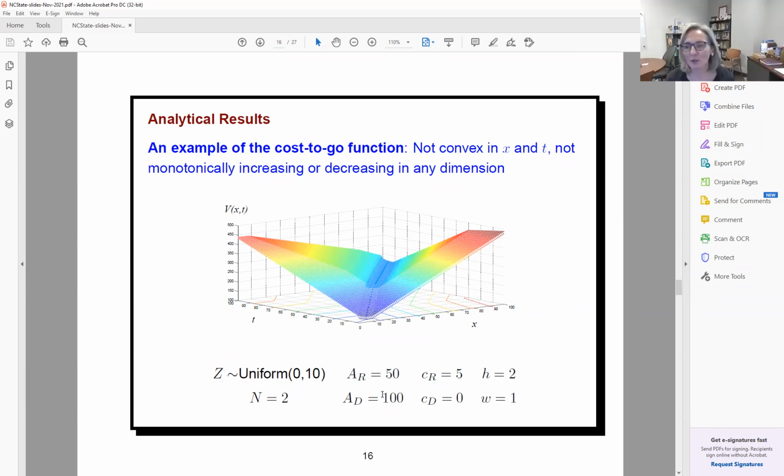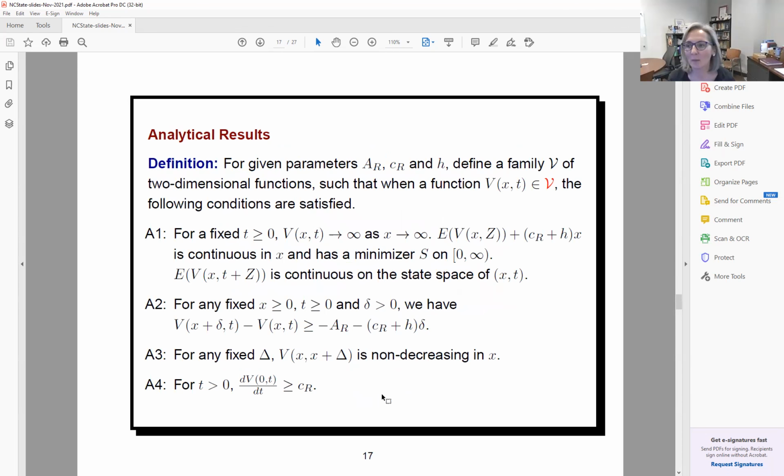So this is the cost to go function. This is how it looks. It's not convex in X or T. It's not monotonically increasing or decreasing in any dimension. So finding the optimal policy parameters is expected to be complicated.